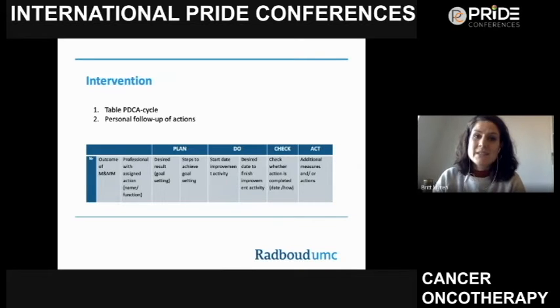We set deadlines. We made a moment of check, which is usually the next M&M meeting. And then, of course, if there were additional measures or actions. So I was the one keeping track of this table, and I was also the one sending people an email if there was a task they still did not do, or if they needed any help performing the task. So I could really understand the struggles of some of the professionals to continue to implement these actions and learning points in daily practice.